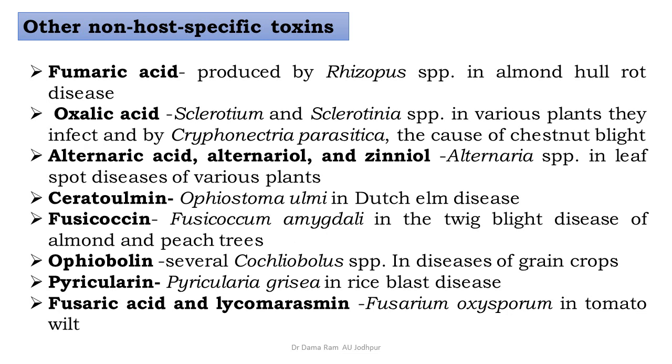Some other non-host-specific toxins are fumaric acid, produced by Rhizopus; oxalic acid, produced by Sclerotium; alternaric acid, produced by many Alternaria species; ceratoulmin, produced by Ophiostoma ulmi, the causal agent of Dutch elm disease, a forest pathogen; and fusicoccin, produced by Fusicoccum amygdali. Also ophiobolins, pyricularin, fusaric acid and lycomarasmin, which we already discussed.